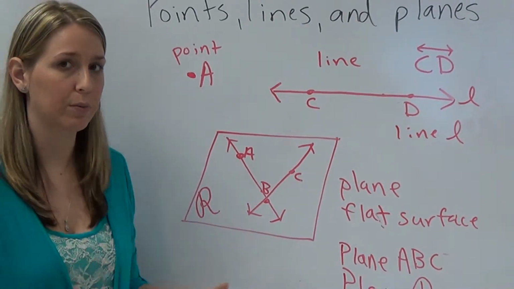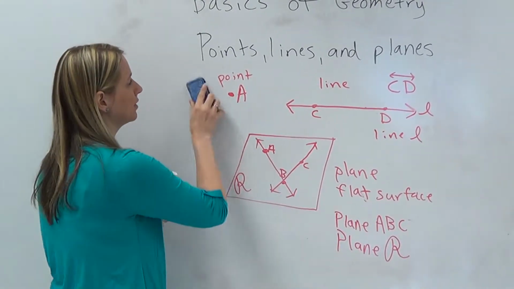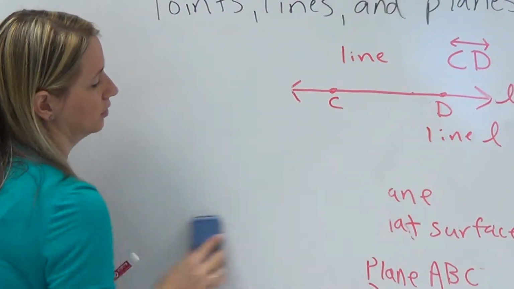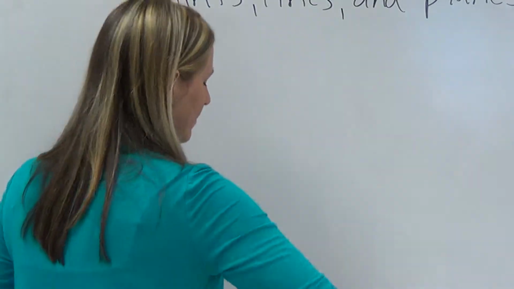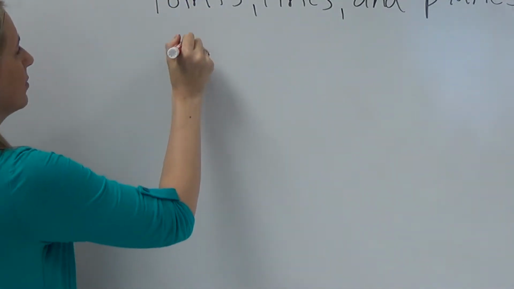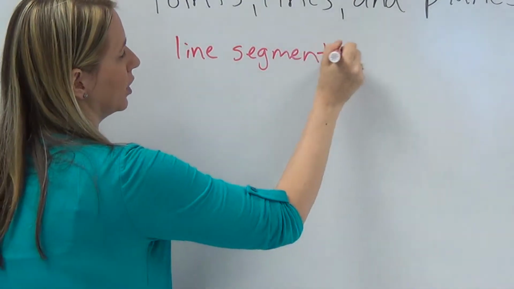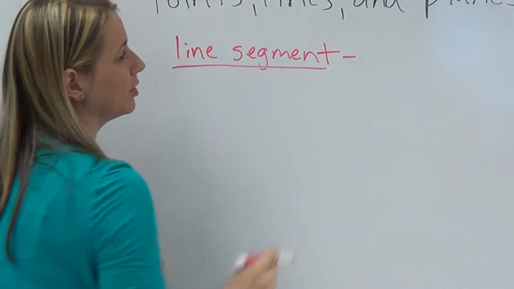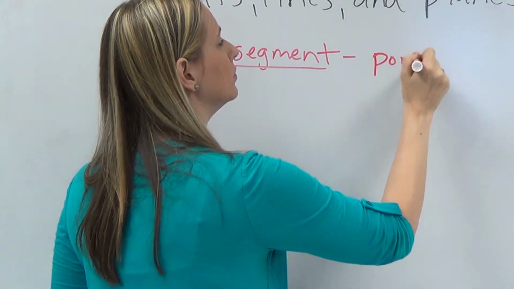But they go a little bit more in depth. For example, from lines, I have different types of lines, I guess you might say. The first one is a line segment. And like I was talking about earlier, a line segment is like cutting the arrows off. So it's a portion of a line.